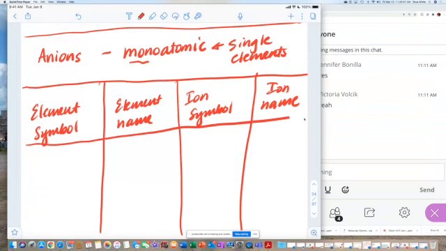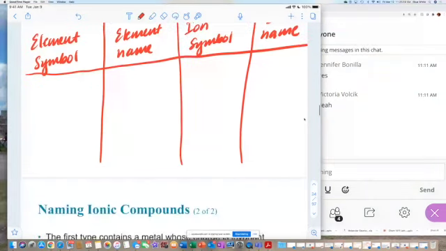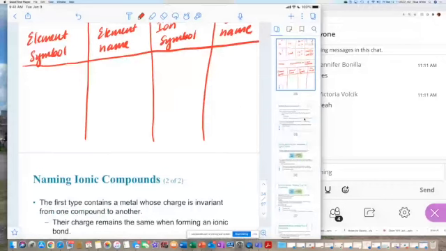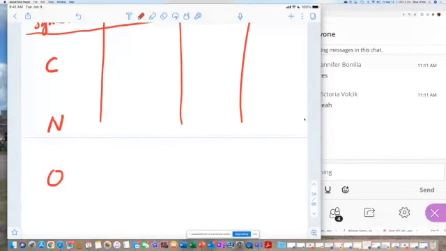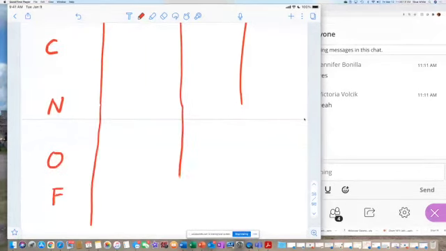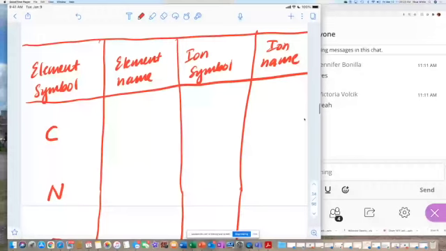Okay, since these are monoatomic ions, I won't have many for every element, right? So I'm going to do carbon, nitrogen, oxygen, fluorine. Those are my nonmetals. So my symbol carbon, the name of course is carbon. I'm going to combine certain things because I don't really have a lot of time to go over everything in detail.